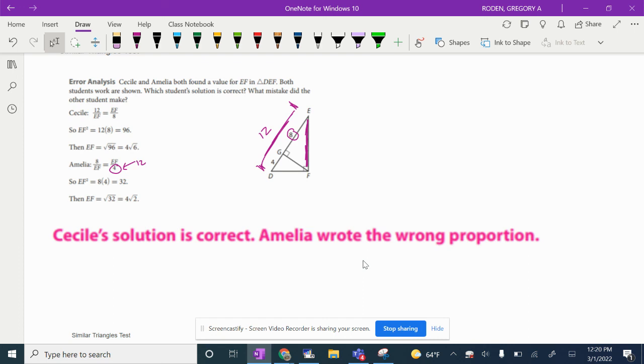Now, Cecile's was right because she went 12, so she went big hypotenuse over big side, and then little hypotenuse over little side. This is kind of just the opposite of what we're used to, but yeah, this one looks good. So Amelia used the wrong proportion on this problem. Okay.